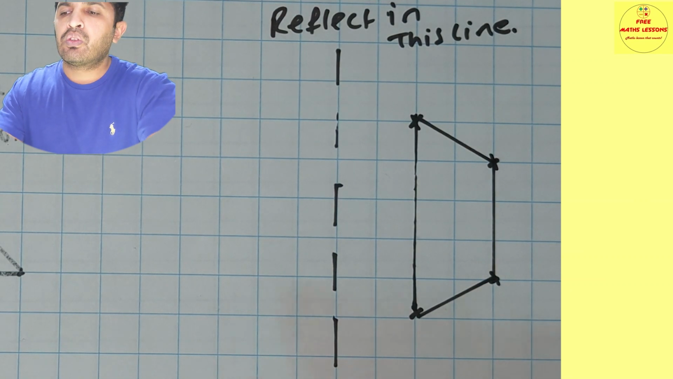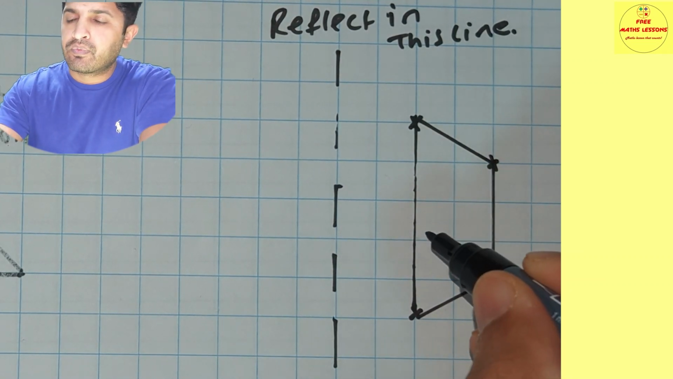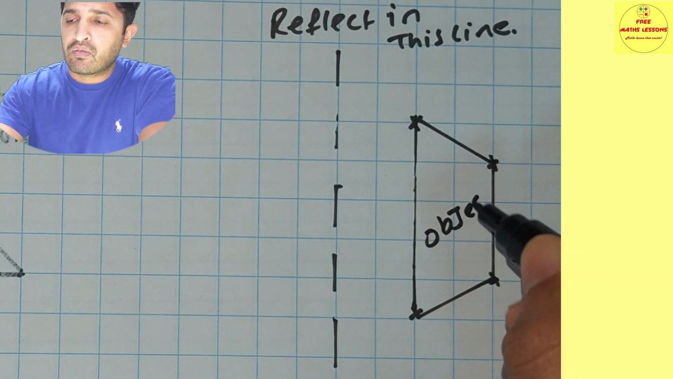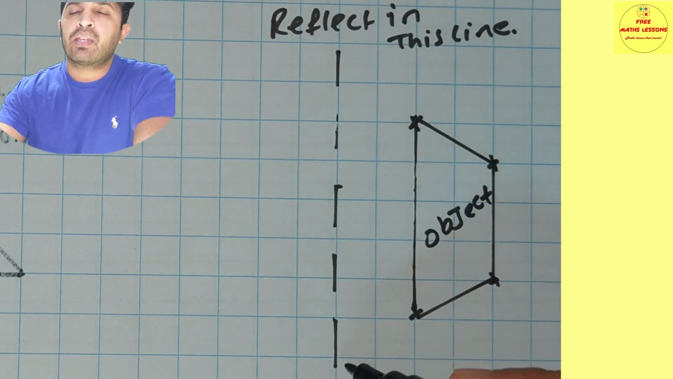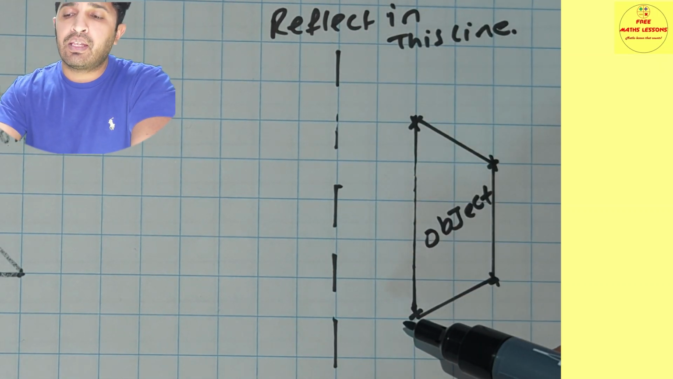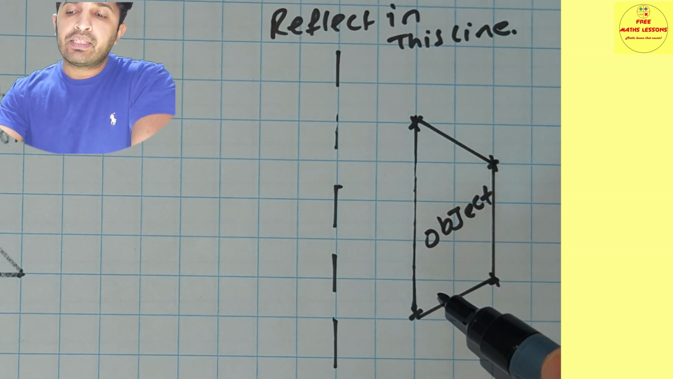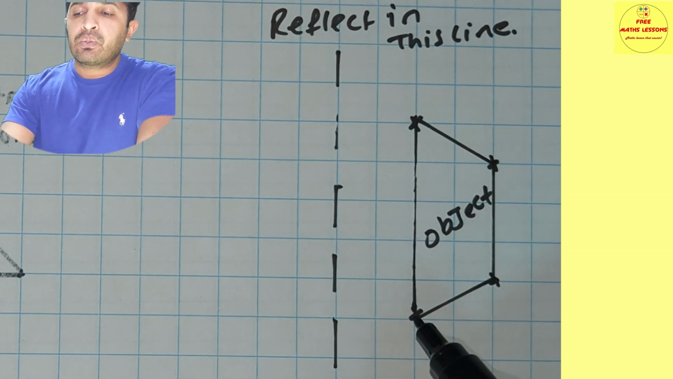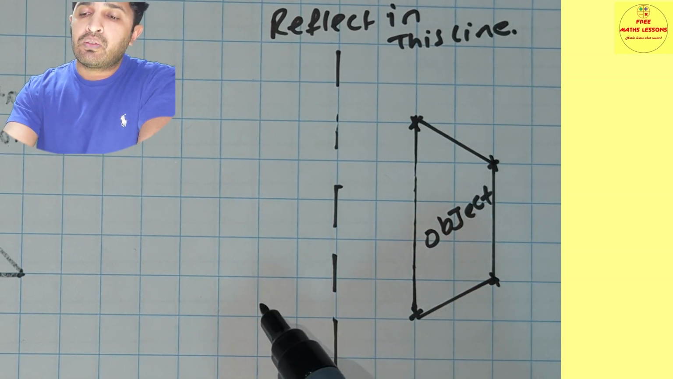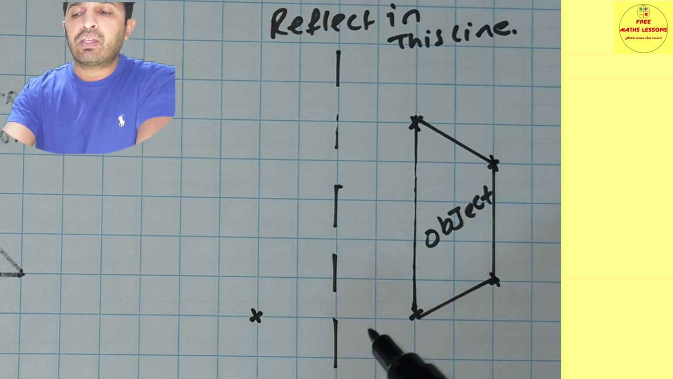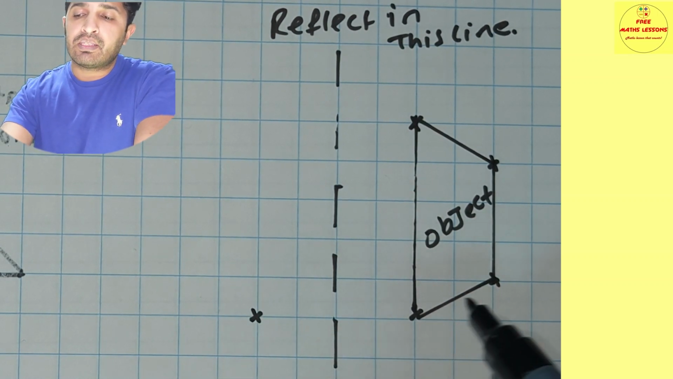Okay. So we're looking to reflect this shape here in the line of reflection. This dotted line here is our line of reflection. So we can do exactly the same thing again. Count the squares, 2 squares away. So you go 2 squares to the left. Opposite direction, exactly the same distance away.